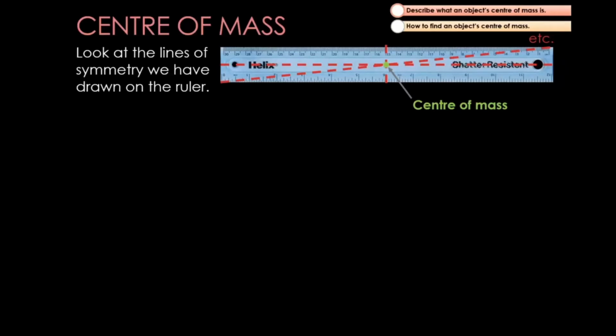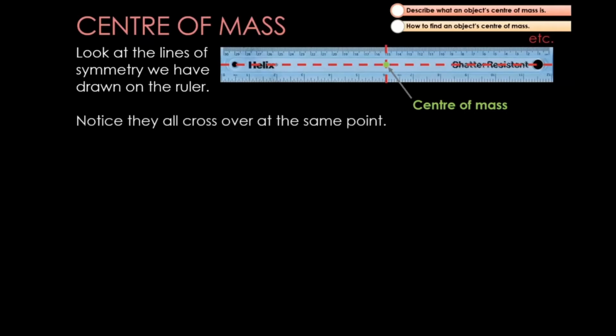So the lines of symmetry that we have on a ruler, I have got an extra line of symmetry on there. Let me just get rid of that. So the lines of symmetry we have on a ruler are here, and the center of mass is where those lines cross over. Those 2 lines will cross over, that line of symmetry through the center, that line of symmetry at 15 centimeters.